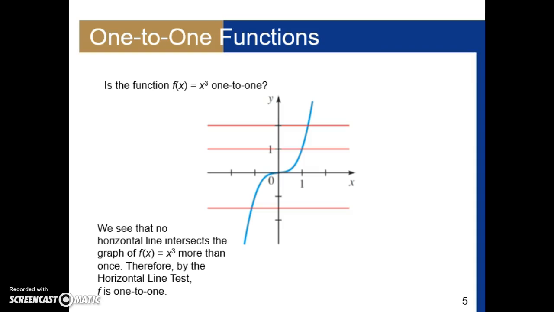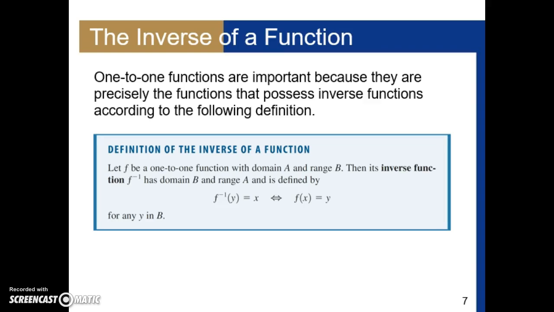Here is a function that is one-to-one. We can draw a horizontal line anywhere we want to along this graph, and we will only intersect the graph in one point. That is the definition of one-to-one. Therefore, that means this function will have an inverse. So let's talk about inverse functions.